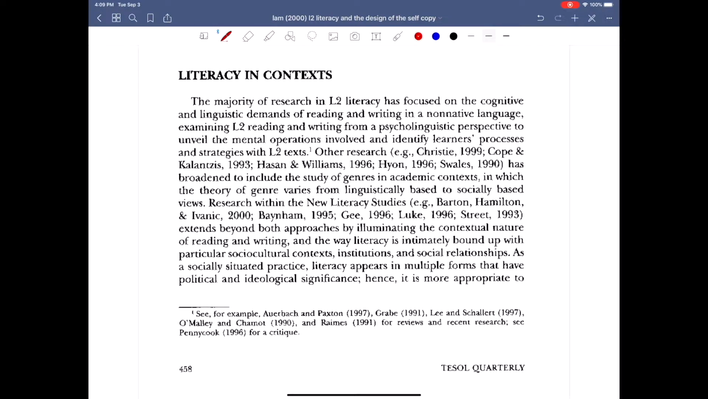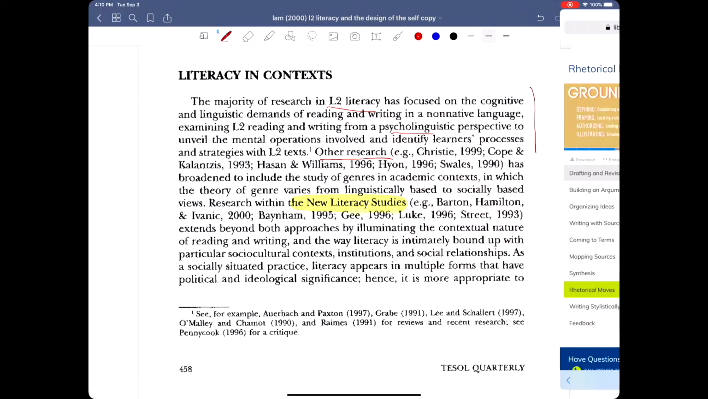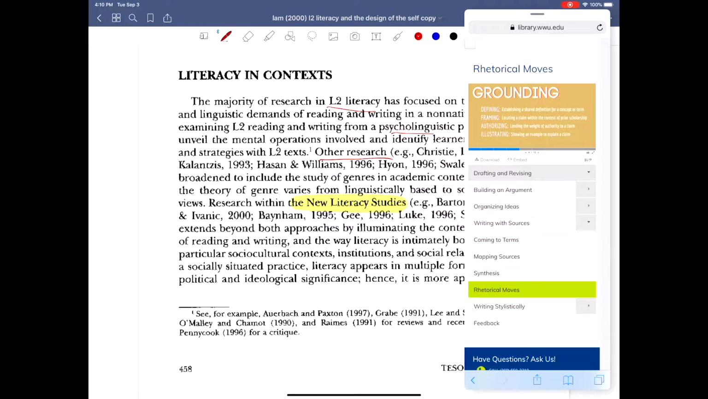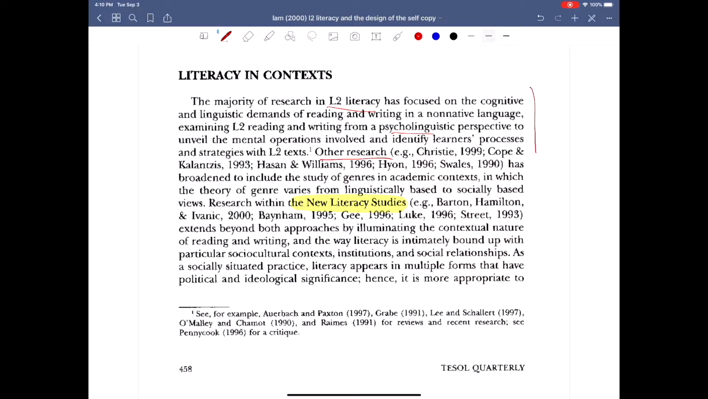So she starts the paper broadly talking about L2 literacy, which is something within second language acquisition, which is quite broad as a field. She's narrowing down the different views. There's psycholinguistic views and so on, and then other research. So she's kind of narrowing it down until she gets to here, and that would be an example of framing, and I would recommend that you use the full website instead of looking at here. She's looking at literacy within this framework of literacy, new literacy studies.